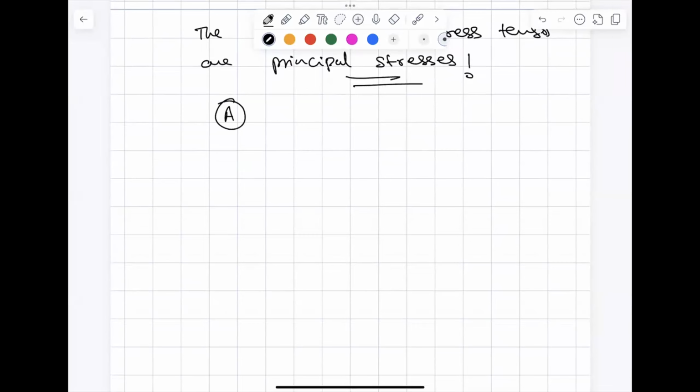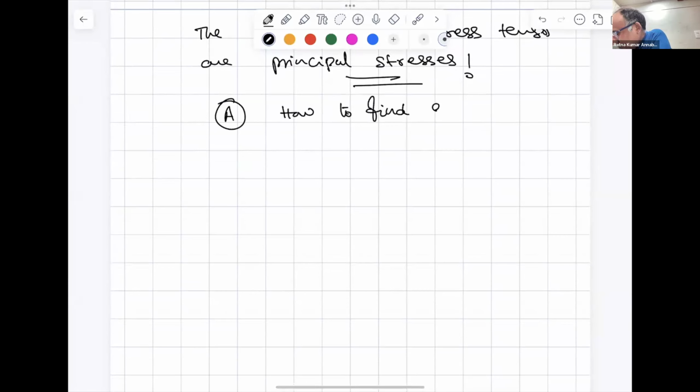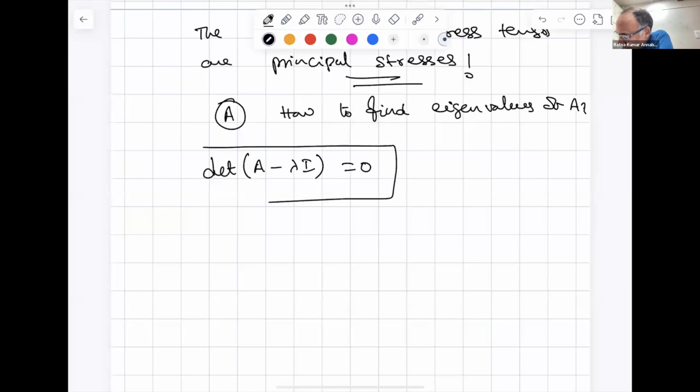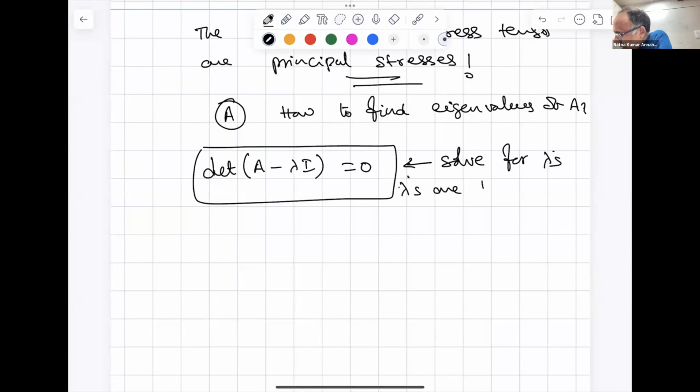A minus lambda I. So how to find eigenvalues of A? What you need is you should say determinant of A minus lambda I equal to 0. That will be an equation, and then use that equation and solve for lambdas. And lambdas are the eigenvalues. This is what we call the characteristic equation.